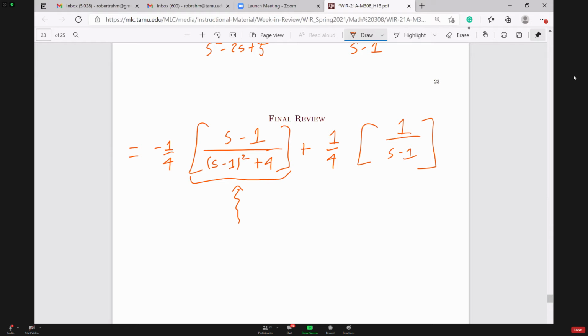Cosine or sine? Yeah, close. So not cosine or sine, but something close to that. E to the AT cosine of BT. Yeah, so whenever you've got this kind of s minus something over s minus something squared plus something, this is like an exponential times a trigonometric function, okay?